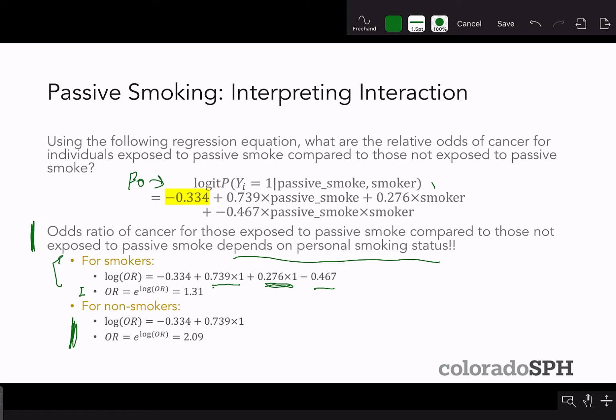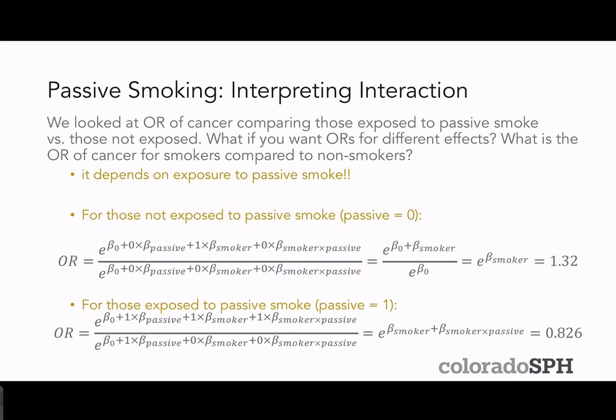Stays in the model. This next term, the smoker, here smoker is equal to 0 because this is the non-smoking group, so that term drops out, and this last term also drops out because smoker is equal to 0.